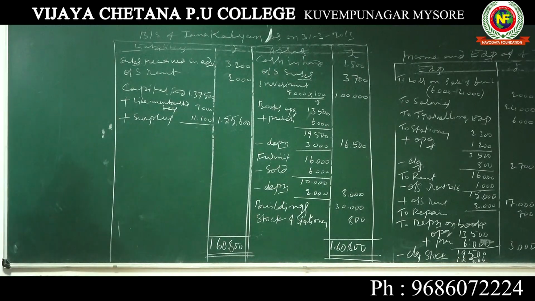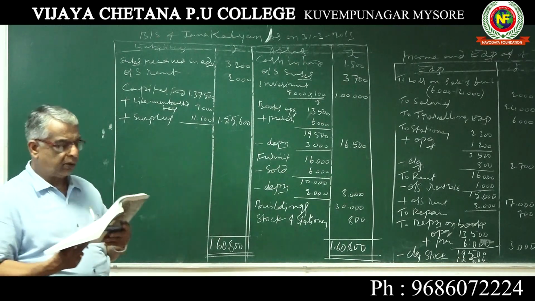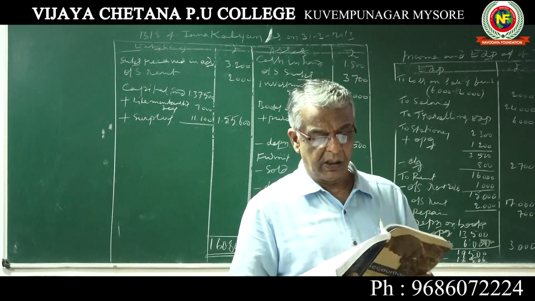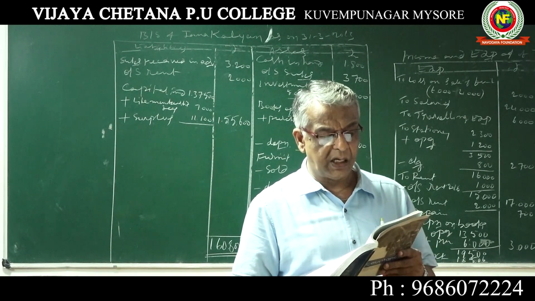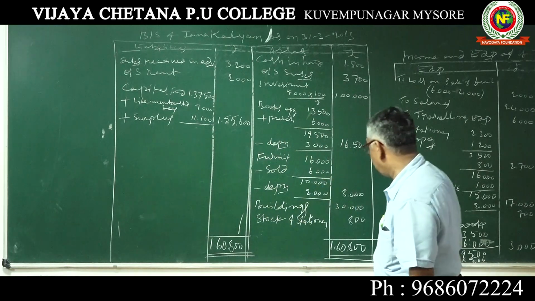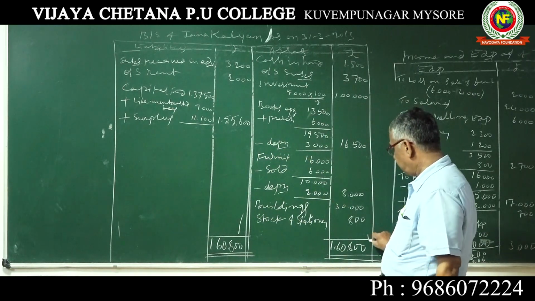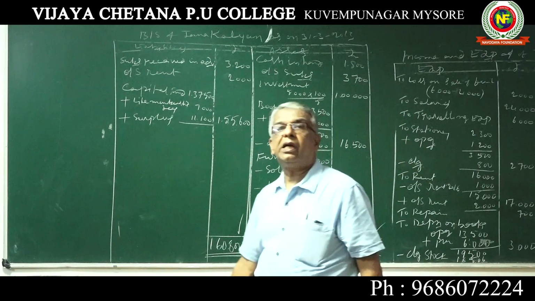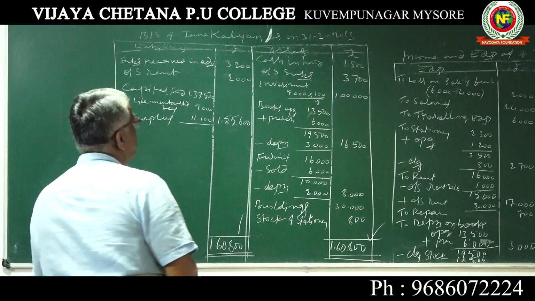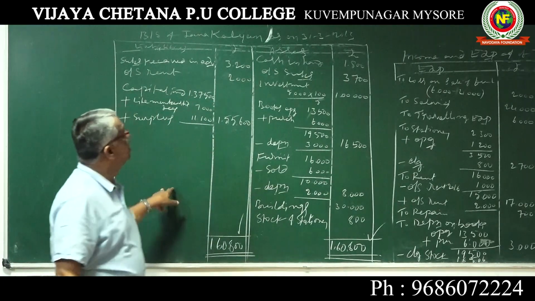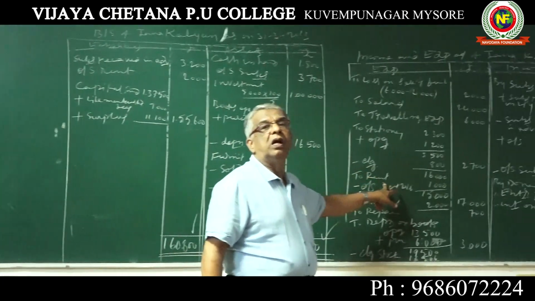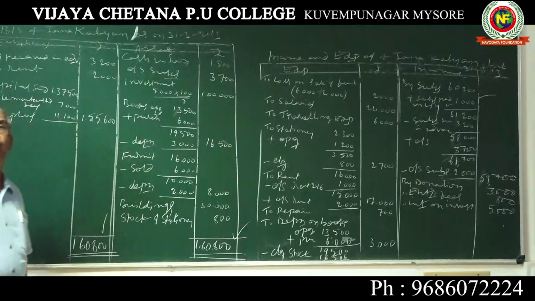Let us check now what balance sheet total he has given. Dear students, in the problem the total of the closing balance sheet is 1,60,800. We got 1,60,800 on the liability side, and on the asset side also we got 1,60,800. So this is how we have to work out the problem on not for profit organization. This is the closing balance sheet, this is the income and expenditure account, and the opening balance sheet we have already worked out.